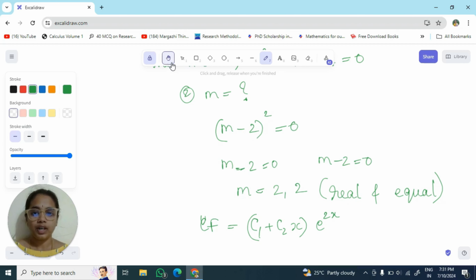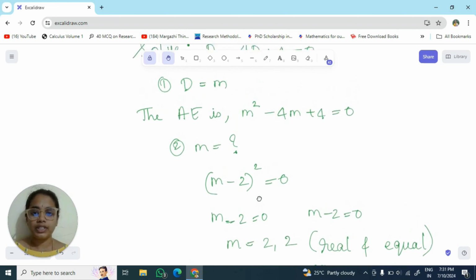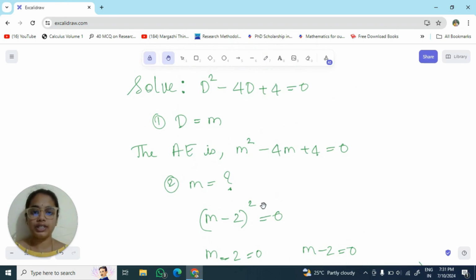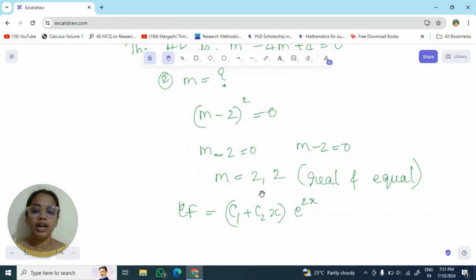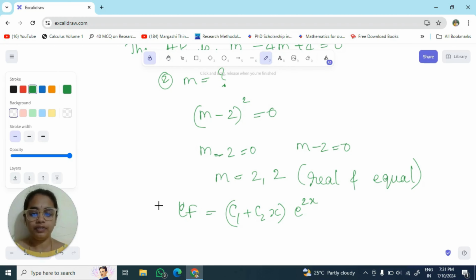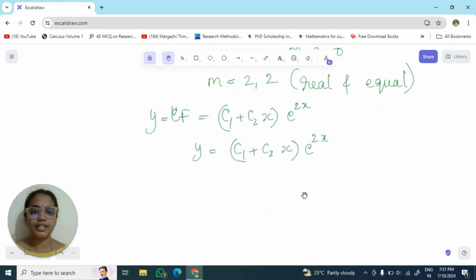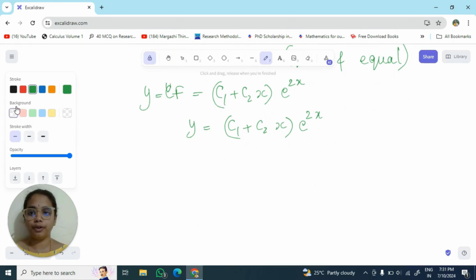Okay. And one more thing. Since the given question is a homogeneous equation, we will have only the CF over here. We can also call it y. This is only our final solution. Okay, y is equal to (C1 plus C2x) into e to the power 2x. Yes, now moving on. Let us solve another problem over here.